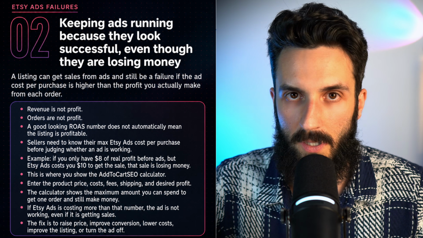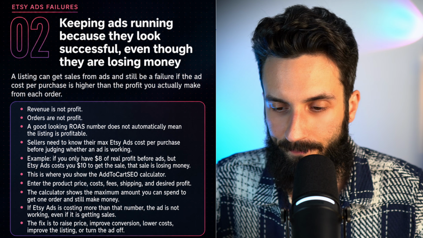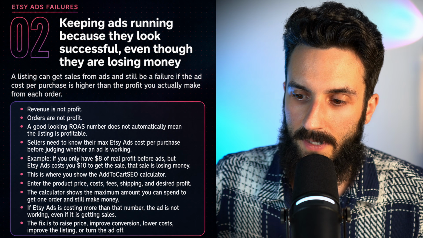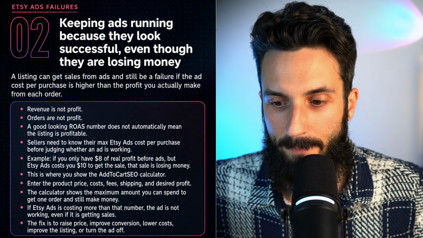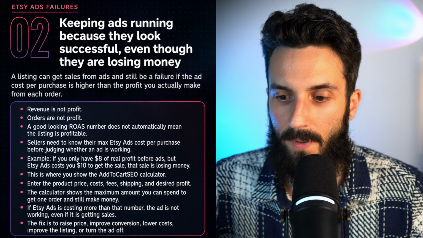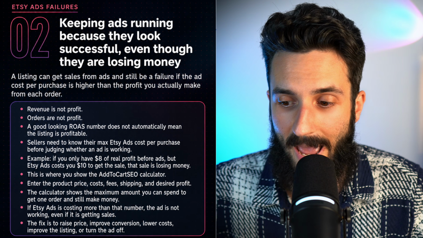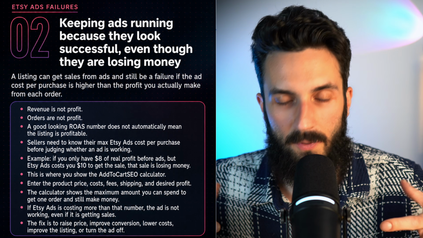That's where you want to use Add to Cart for that. Enter the product price, cost, fees, shipping, and desired price. It calculates absolutely everything for you. So the fix is to either raise your price, turn that ad off, and reevaluate it.